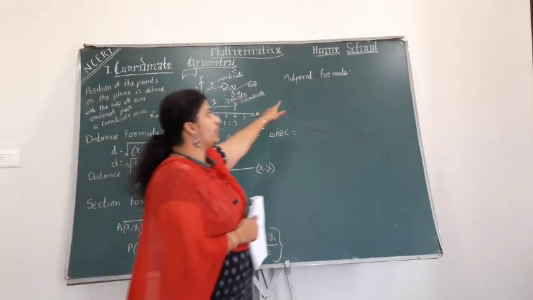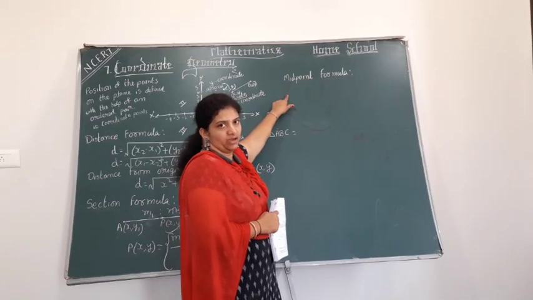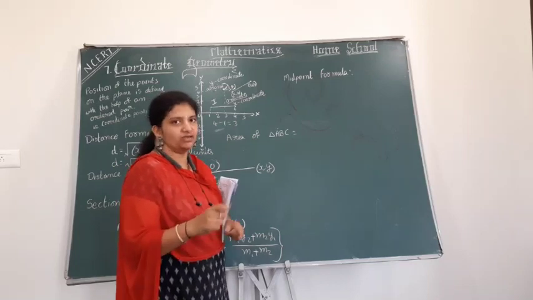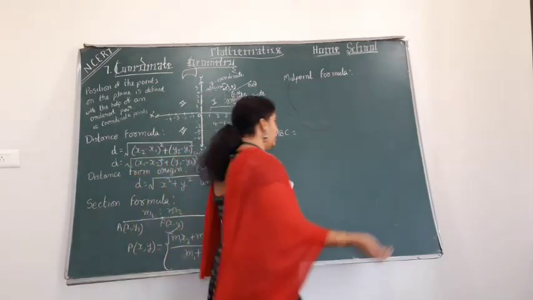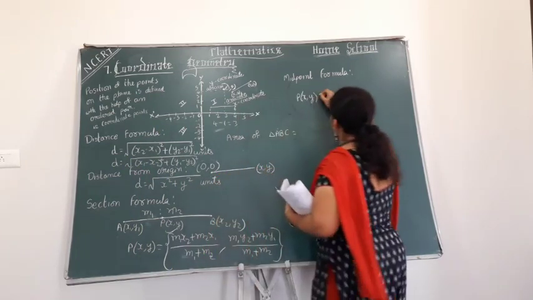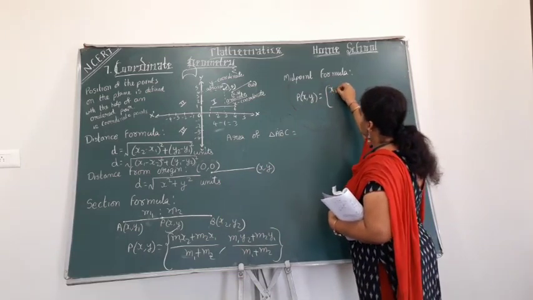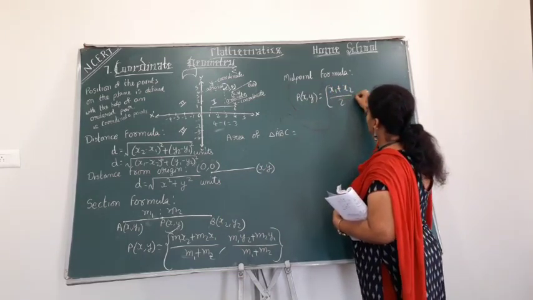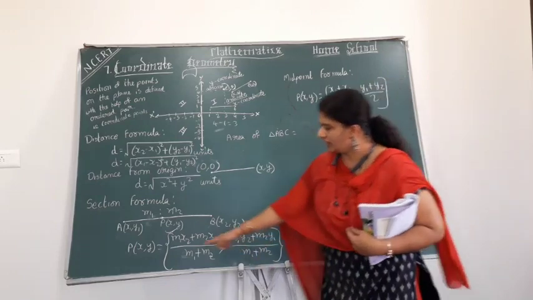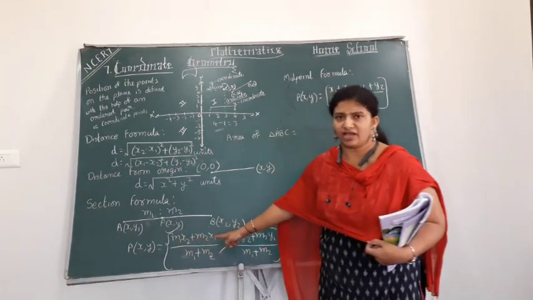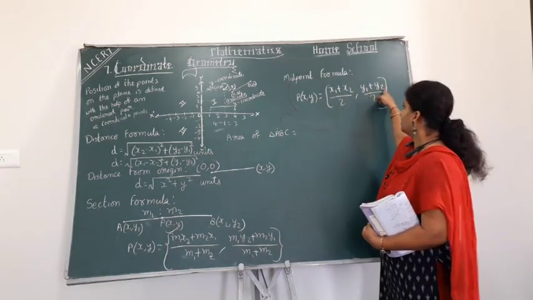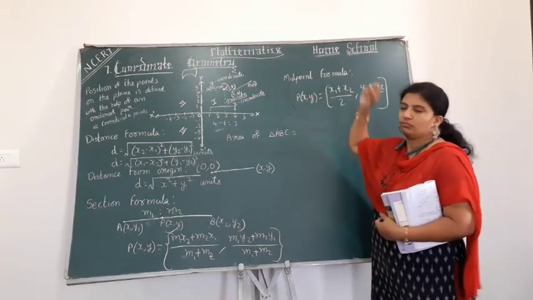What is that other formula? The midpoint formula. When a line is divided exactly at the midpoint or center, we call the formula the midpoint formula. P(x, y) is equal to ((x1 + x2)/2, (y1 + y2)/2). Look over here: m1 and m2 have the same value, so there is no need to write m1, m2. Directly we can say (x1 + x2)/2, (y1 + y2)/2. This is your midpoint formula.